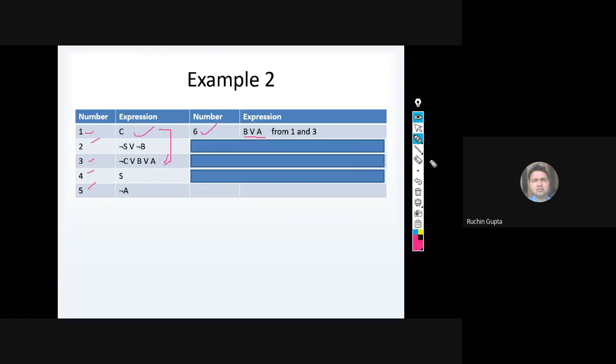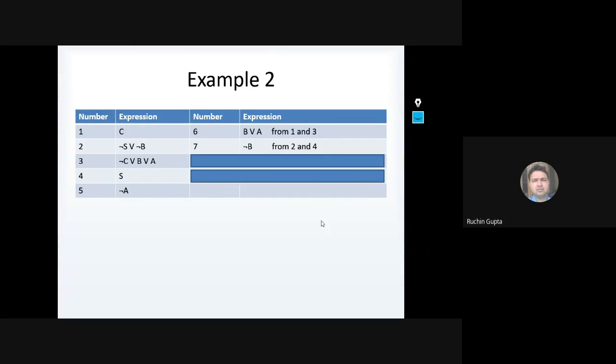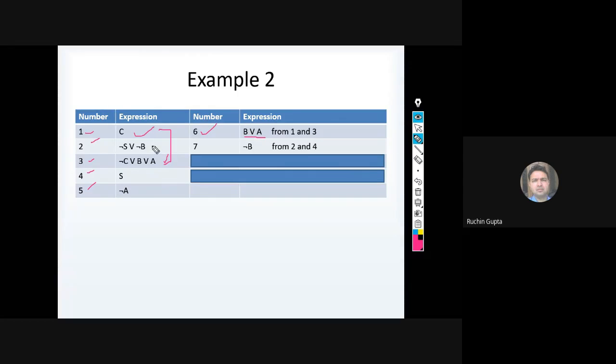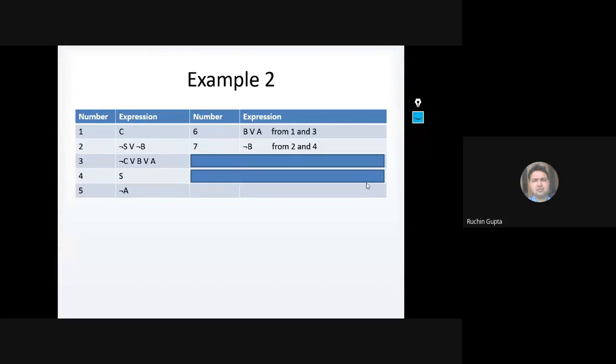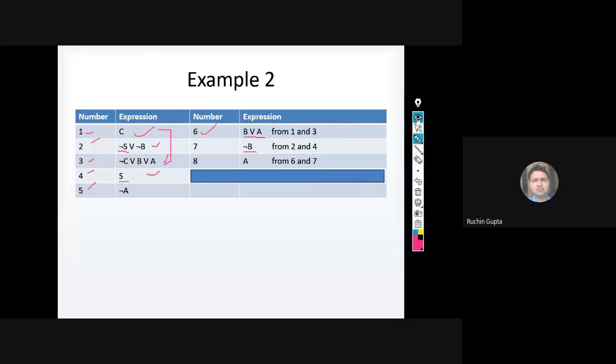Similarly, I can take 2 and 4. We know that negation of S is there and S is there, so they will cancel out and I will get only negation of B. Similarly, I can take 6 and 7. 6 is B or A, and 7 is negation of B. From this 6 and 7, B and negation of B will cancel out, and I will get only A.